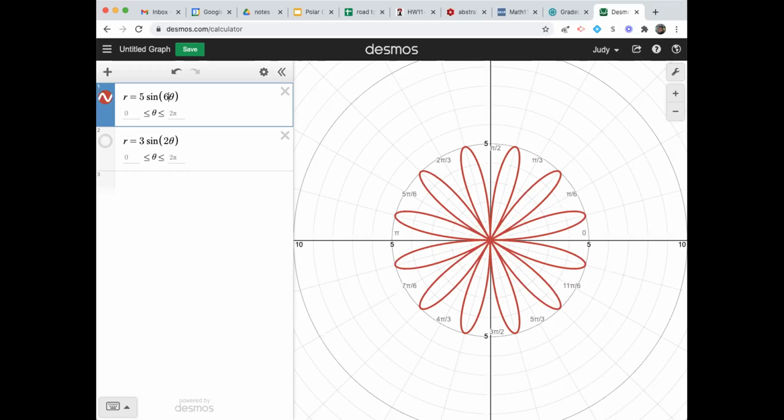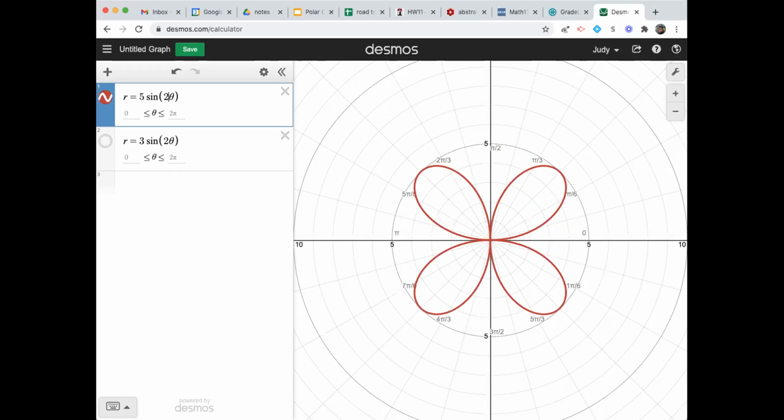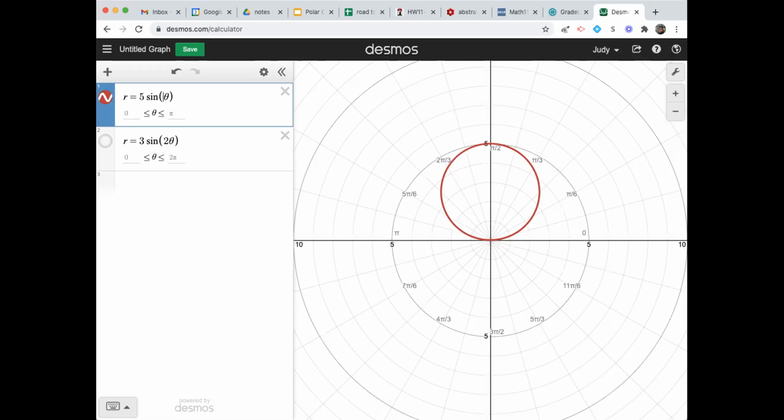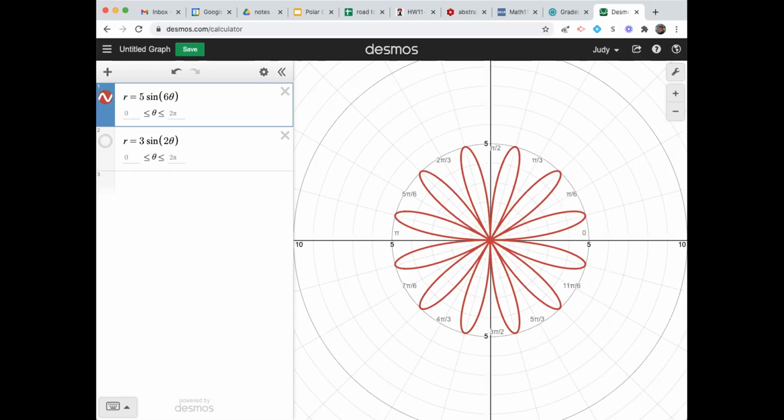Okay, let's try an odd number. All right, I like this. So before we go to the odd numbers, though, let's put the 2 back in. This is symmetric about which axis? The y. And it happens to be the y and the x, okay? What happened when I changed it to 4? Is it still symmetric about the y and the x? Yeah, okay. And when I went to 6, it's symmetric about the y and the x.